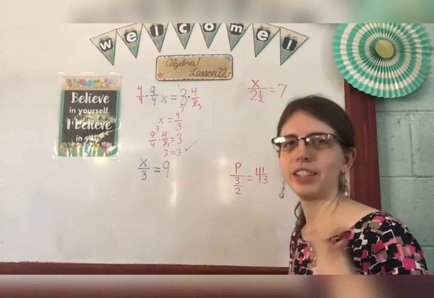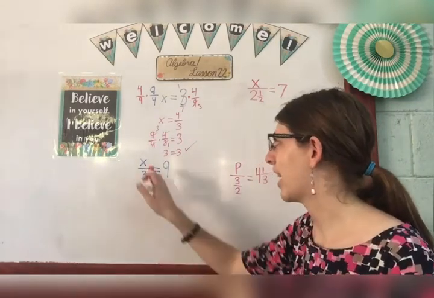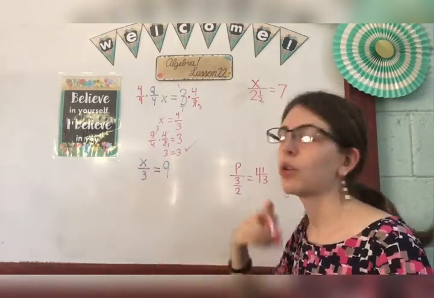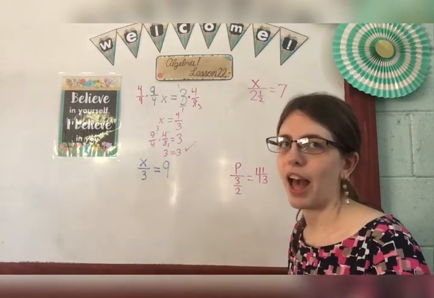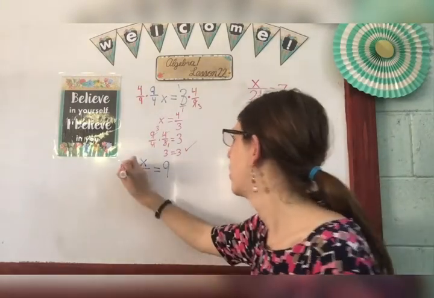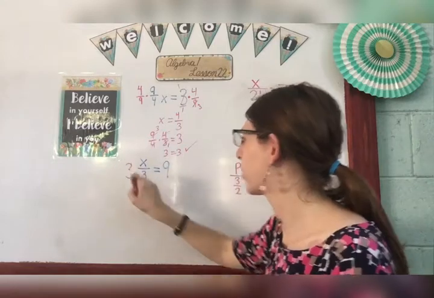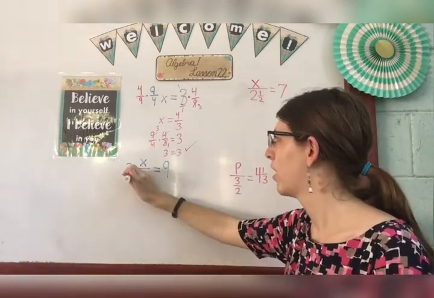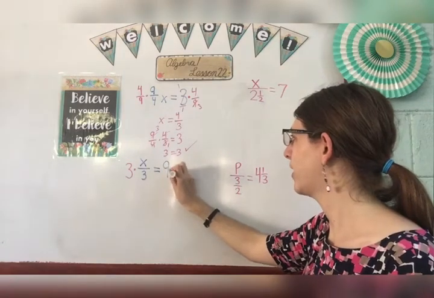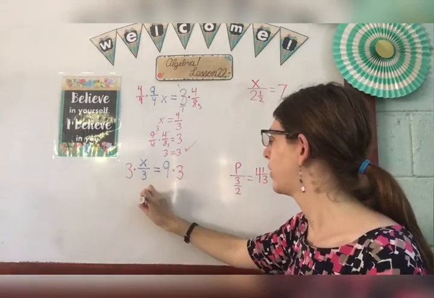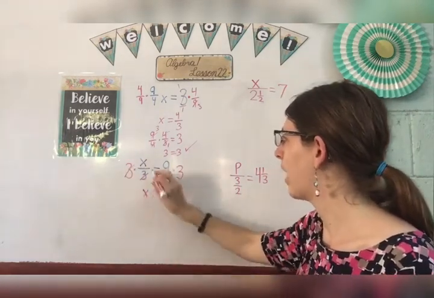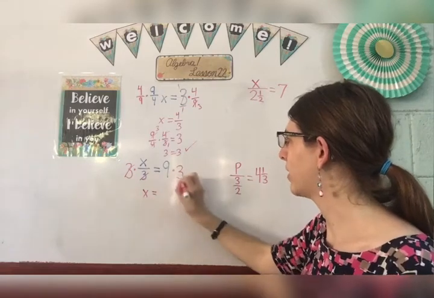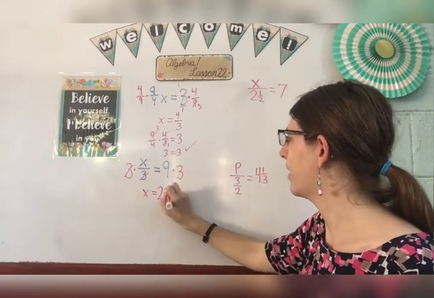Multiplying by 3. So that's all I have to do in this case. I have x divided by 3, so all I need to do is multiply by 3, which is also the reciprocal of dividing by 3, because this is like 1/3. But just know that you're multiplying by 3, that's all you need to remember. So the 3's cancel, I'm left with x equals 9 times 3 is 27.